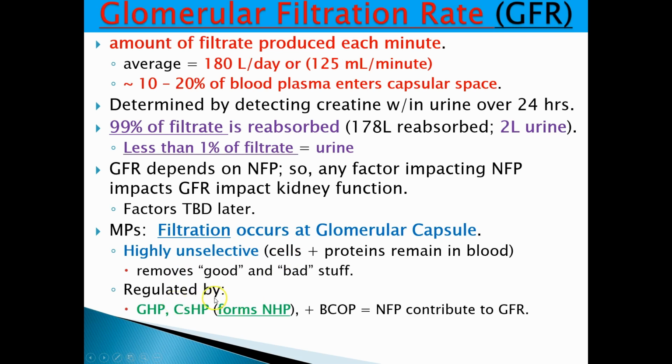All right, this is regulated by our glomerular hydrostatic pressure and our capsular hydrostatic pressure, which ends up forming net hydrostatic pressure. So we take GHP and subtract it from CSHP. Then we also have the blood colloid osmotic pressure that's going to contribute to net filtration pressure. Obviously, from here, this would be a subtraction. I'm just telling you the things that end up contributing to net filtration pressure. So these three factors, or if we consider NHP a factor, those four factors, all contribute to NFP, which means GFR is impacted. Again, main point, GFR is reflecting kidney health.